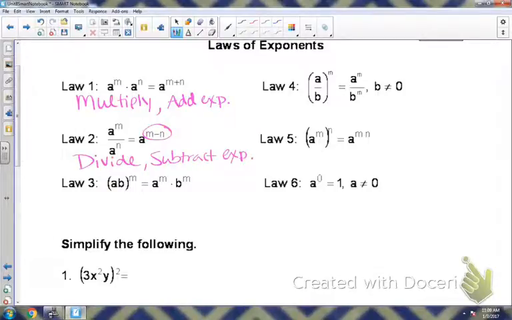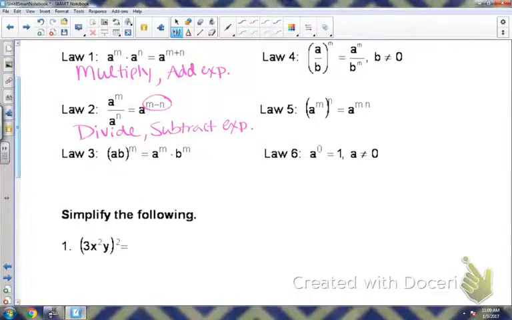you subtract exponents. Okay? Law 3 states that if you have parentheses and an exponent on the outside, you will distribute it to the inside. So I'll distribute it to both of those variables. So I would have a to the m times b to the m. Since a and b are not the same base, we would not be able to add those two m's together.